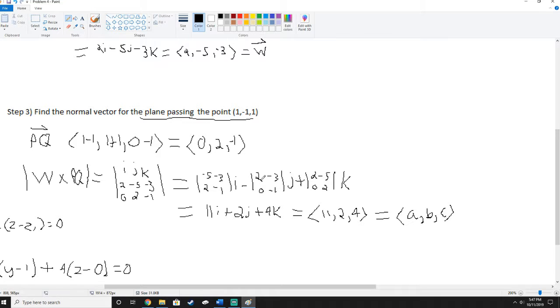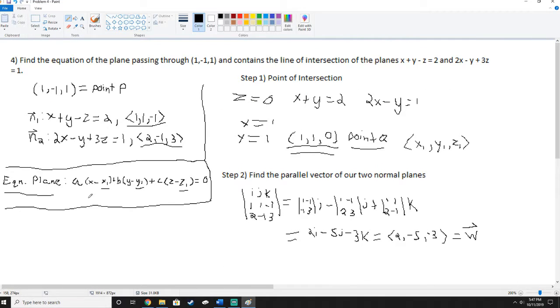So negative 1 times 2 is negative 2 minus 0. So also remember that the j component is subtracting, so it should come out to 2j. And for our k component, we have 2 times 2 is 4, so 4 minus 0 is, well, 4, so we'll have 4k, and our new vector coordinates will come out to be (11, 2, 4), and this will be our coefficients for our equation of a plane, which is a, b, and c.